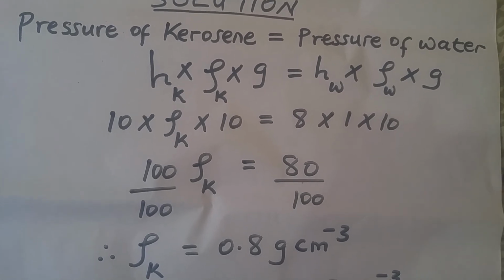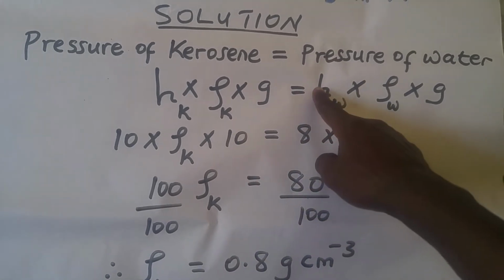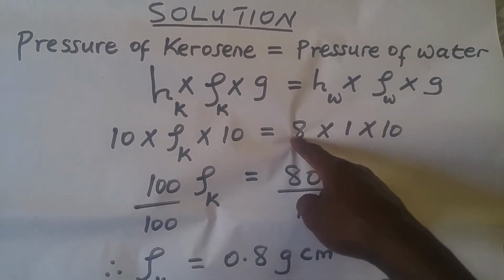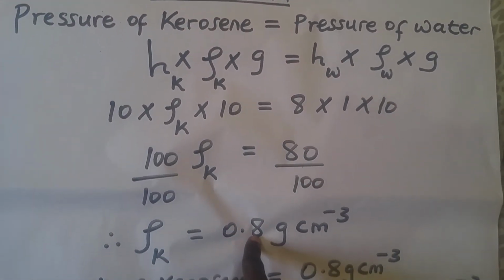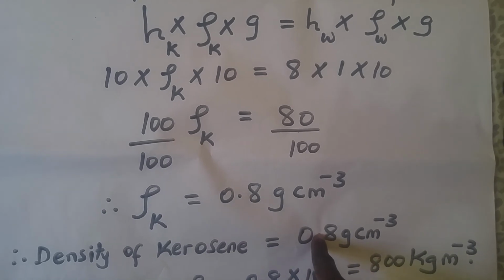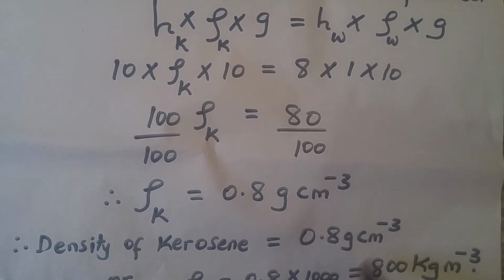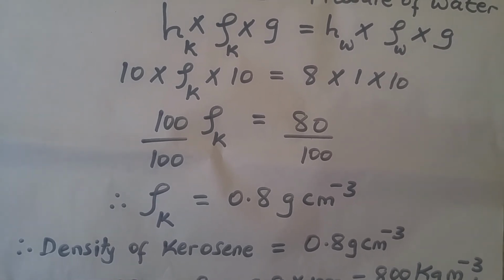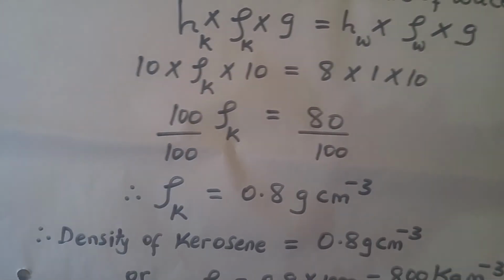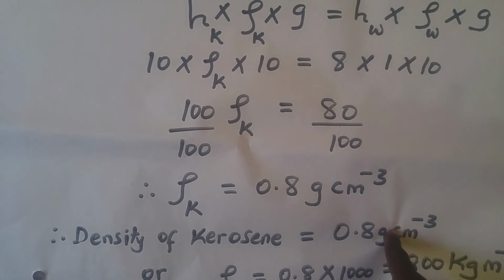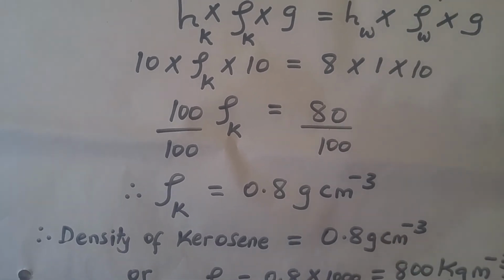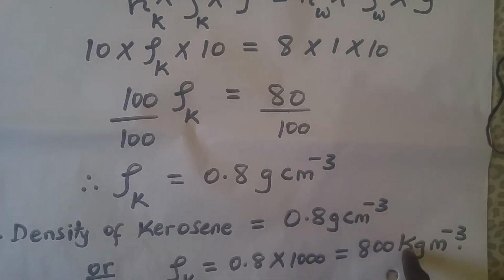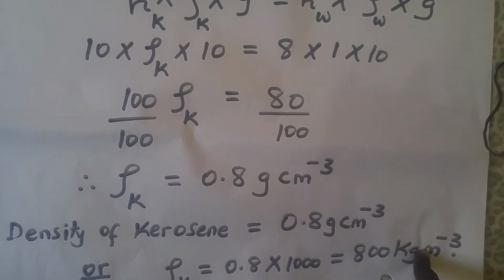Supposing there were 4 marks here, we would give 1 for the formula, 1 for substitution, 1 for the correct answer, which is 0.8, and then for the correct what? Unit, grams per centimeter cubed. But another student would change these grams per centimeter cubed. You know, density has 2 units. There is grams per centimeter cubed, there is kilograms per meter cubed.